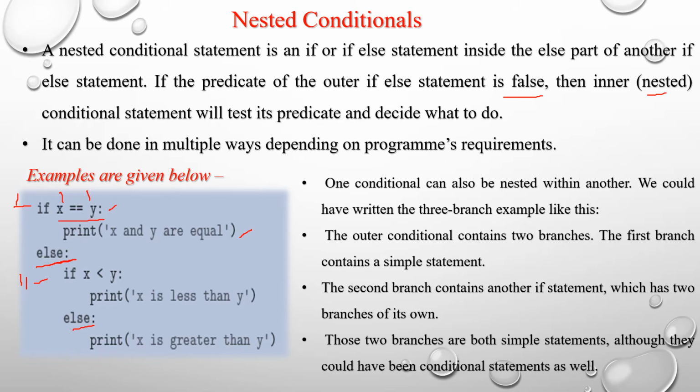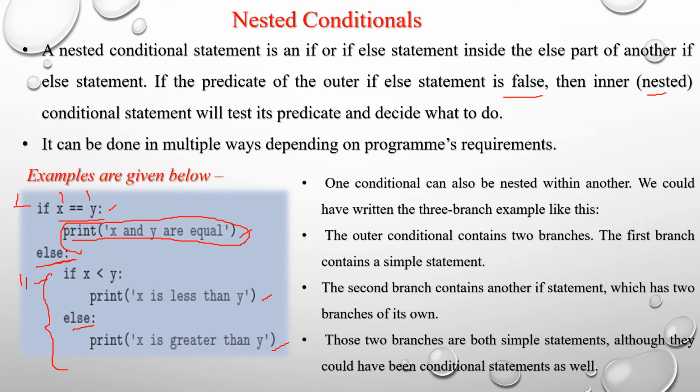So here the first condition is true, and the Python interpreter is going to execute this statement. If this condition is false, the Python interpreter ignores this statement and executes this statement. So here, is x less than y? The Python interpreter executes this statement. If this statement is false, the interpreter is going to execute this statement.